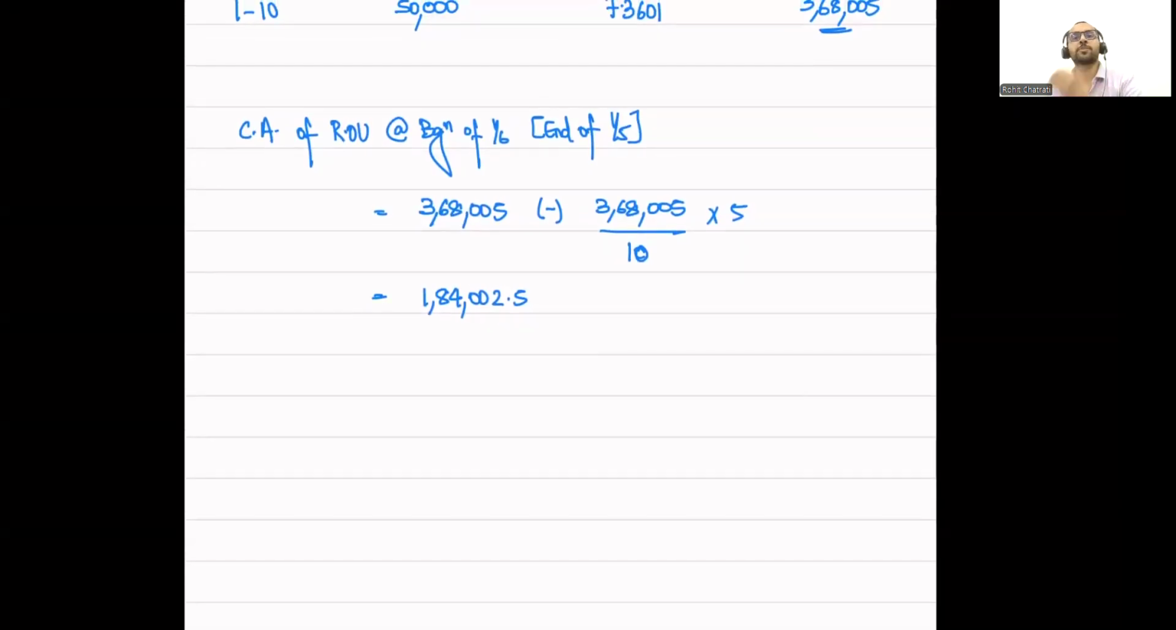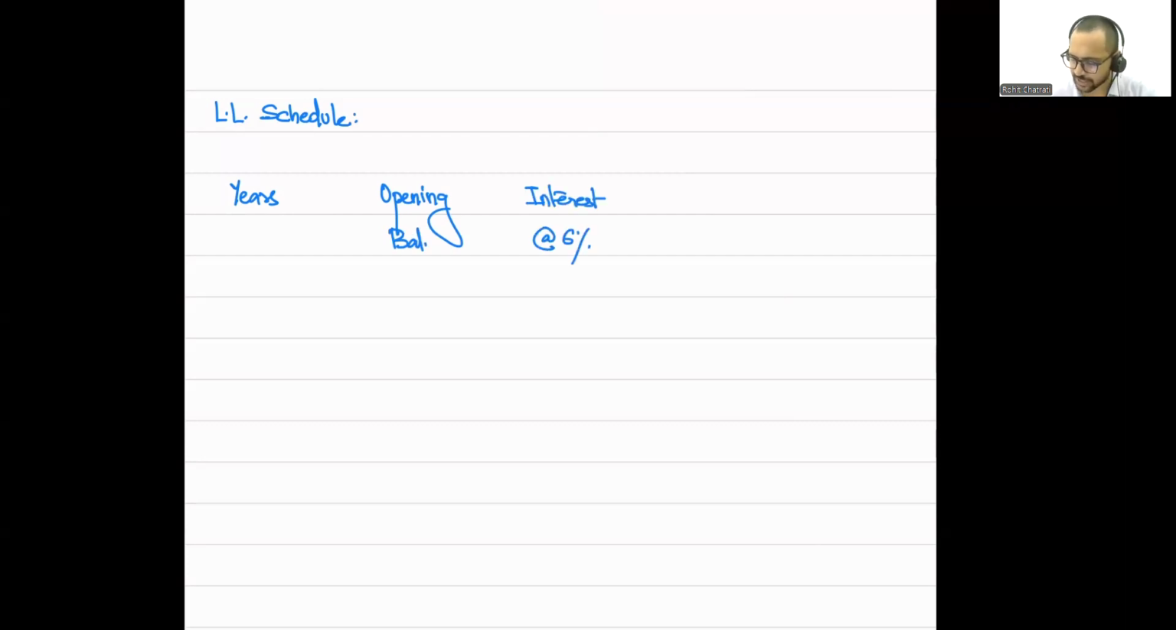Similar to the carrying amount of the ROU asset, I also need to calculate the carrying amount of the lease liability, for which I need to prepare the lease liability schedule. So let's start preparing the lease liability schedule. I have years, then opening balance. We then have interest, which will be calculated at the original discount rate of 6%. We then have payments, and we finally have closing balance.